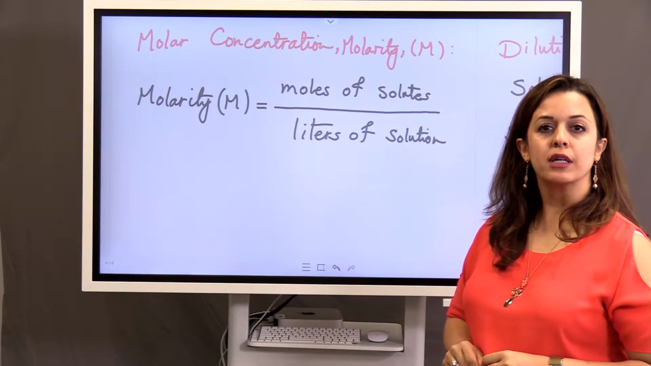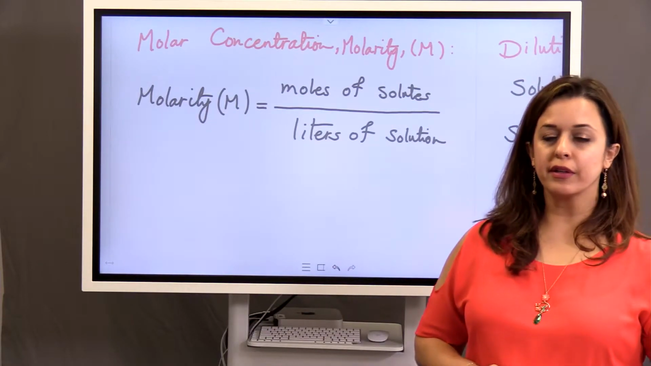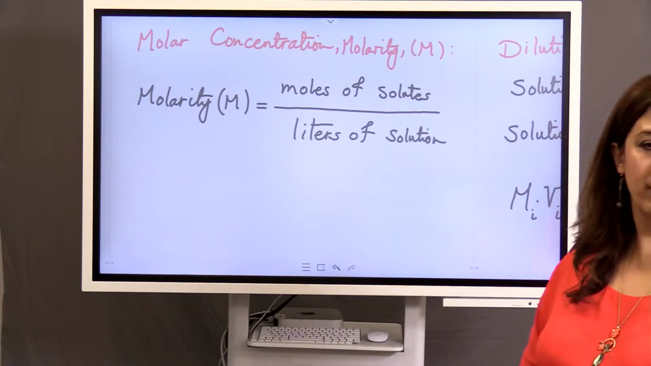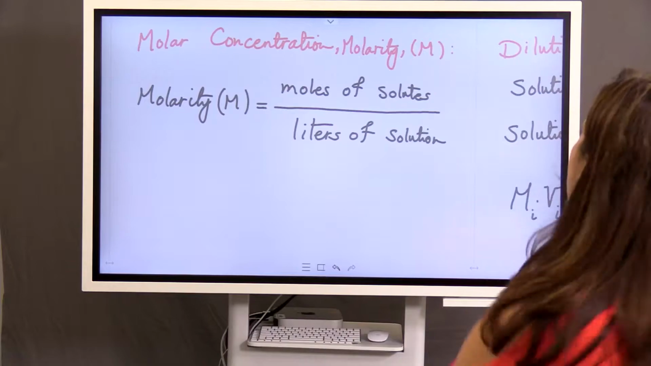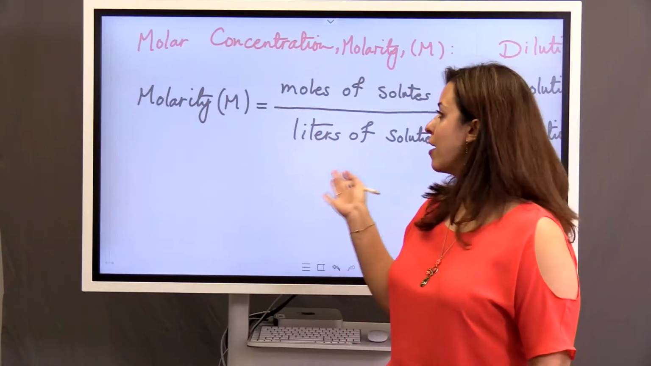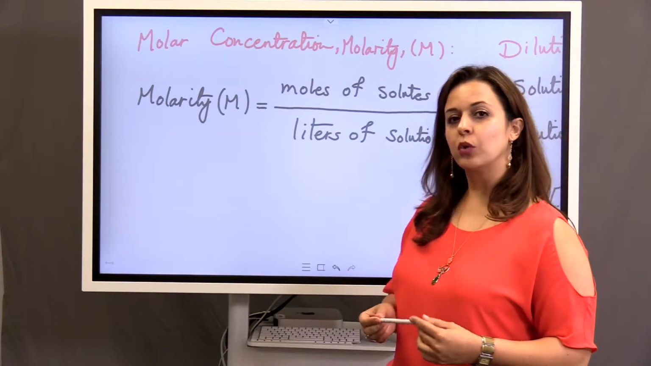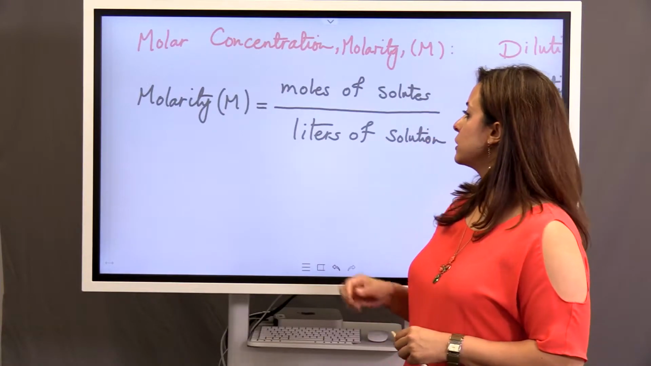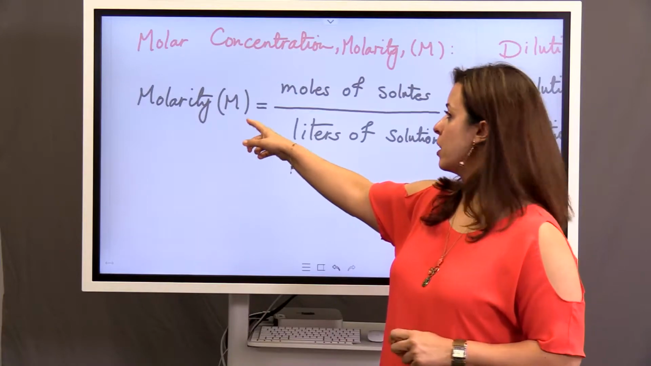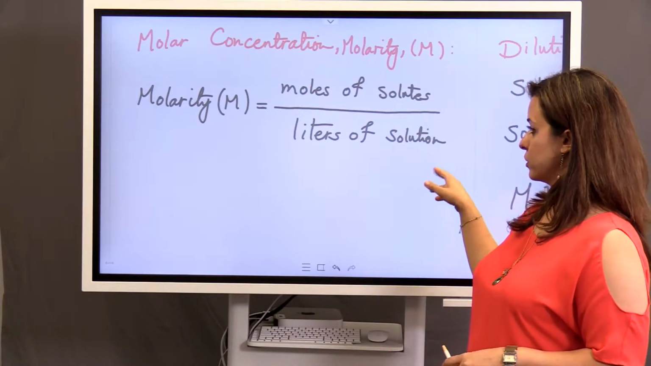Part of this chapter is about molar concentration, or molarity, which we show with a capital letter M. Let me grab my pen. This is the first and the most important unit for concentration of liquids that you learn. It's shown in uppercase M, and it's moles of solute per liters of solution.